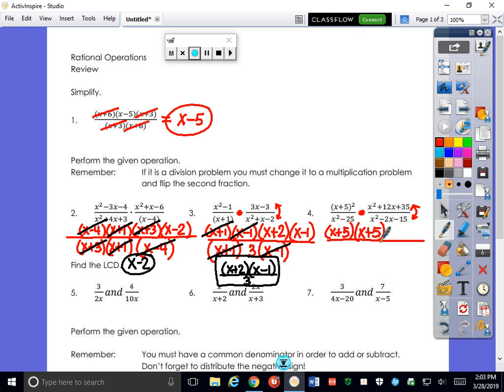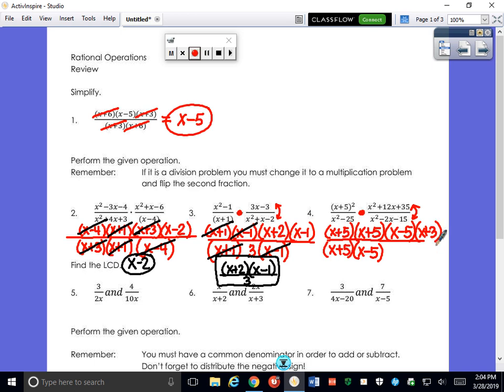And then x squared minus 25 is a difference of two squares, so that's going to be x plus 5 and x minus 5. And now we're at the second fraction, so the denominator is going to go in the top. So two factors of negative 15 that add up to negative 2 are x minus 5 and x plus 3. And then on the bottom is going to be two factors of 35 that add up to 12, which will be x plus 5 and x plus 7.